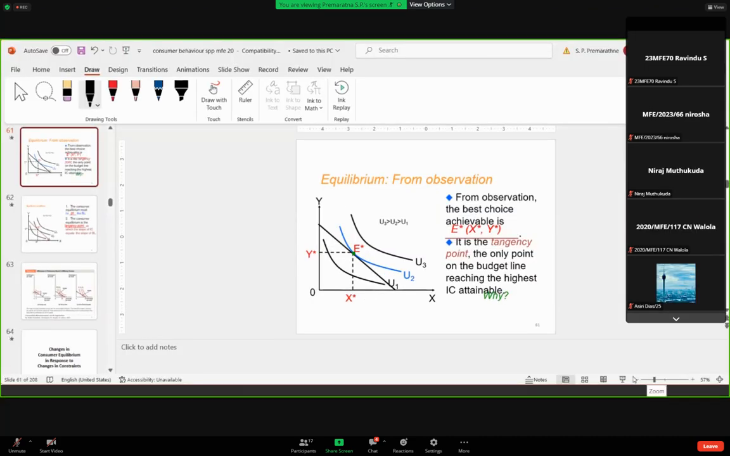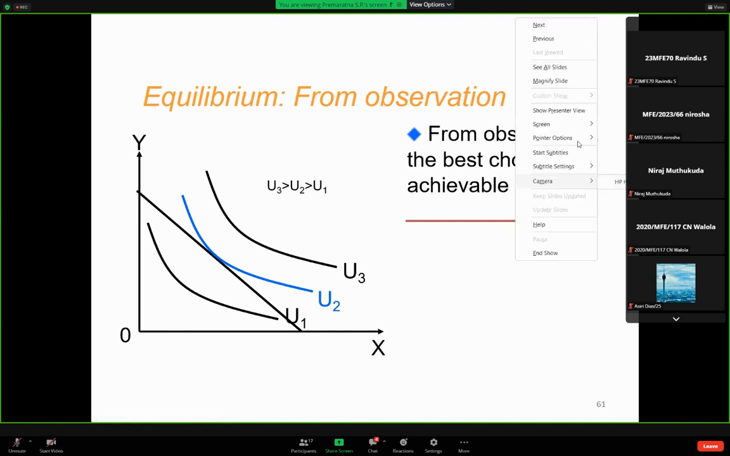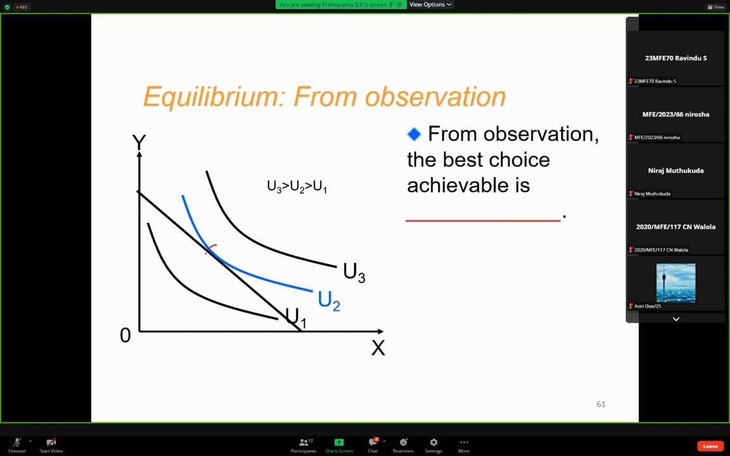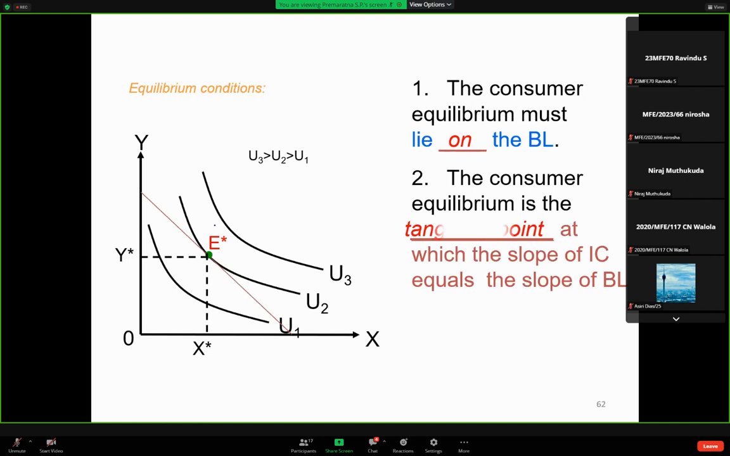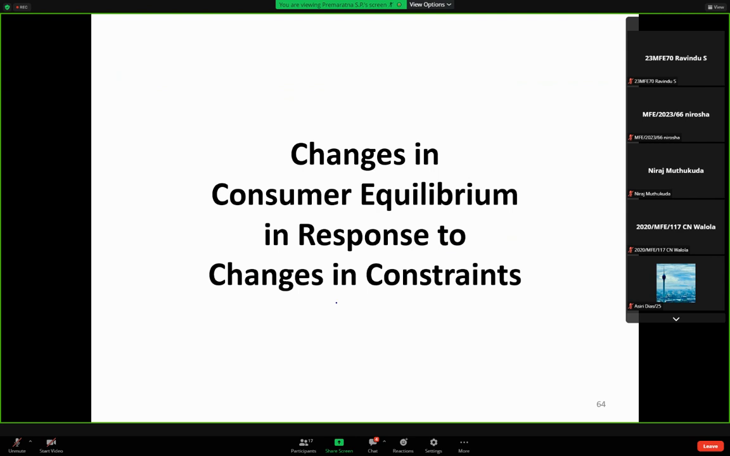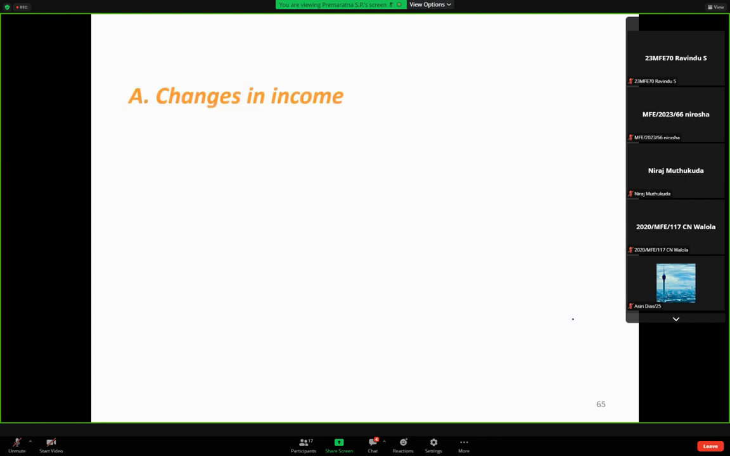What we discussed last time and also today: the equilibrium and the optimal solution of what we got. Now, this is the point I discussed today in the constraint. There are two constraints we have: the income, and the second one, prices. I'll start with the change in income.